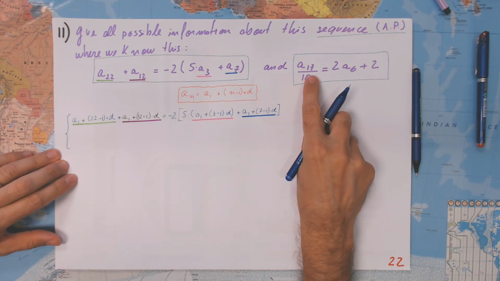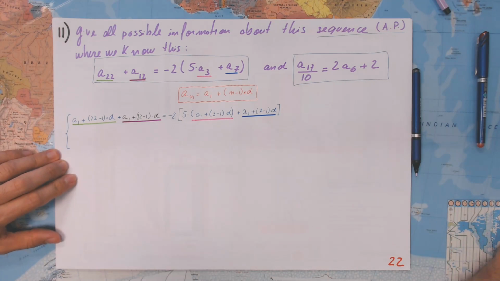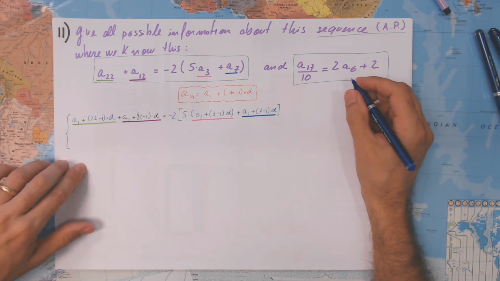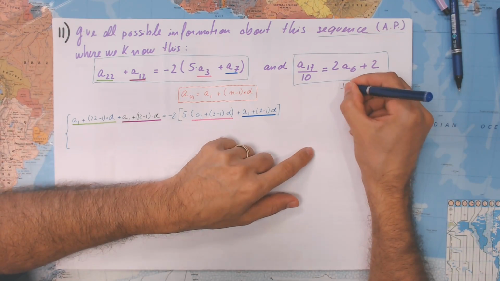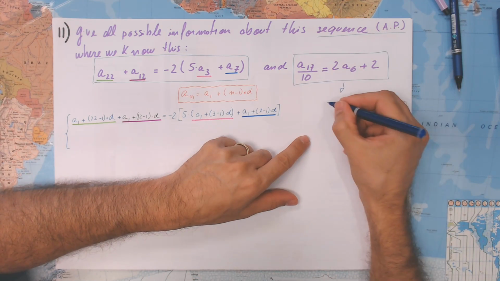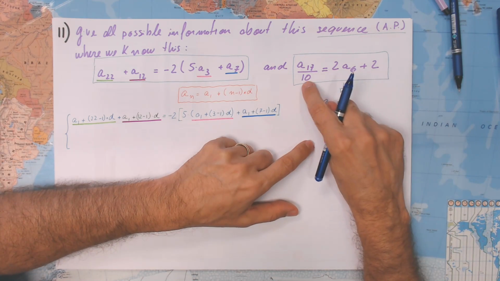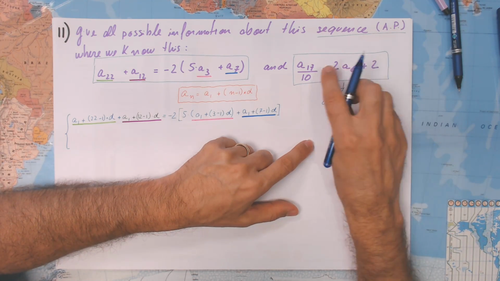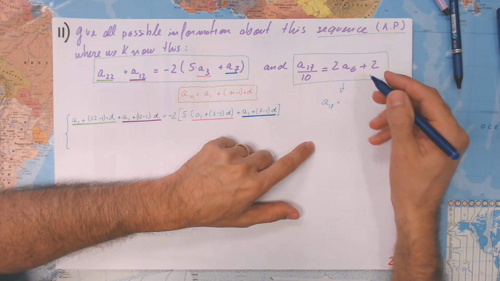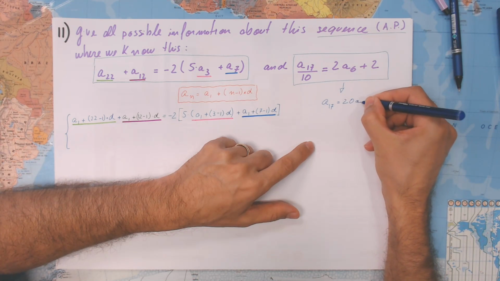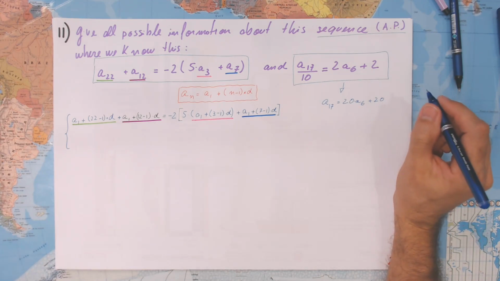My second one is going to come from this one, and let's rewrite it. Of course, before I rewrite it in here, I don't like to work with fractions. So A sub 17 equals, I'm going to multiply both sides by 10, or just take the 10 and put it to the right. It's going to be 20 A6 plus 20, okay?